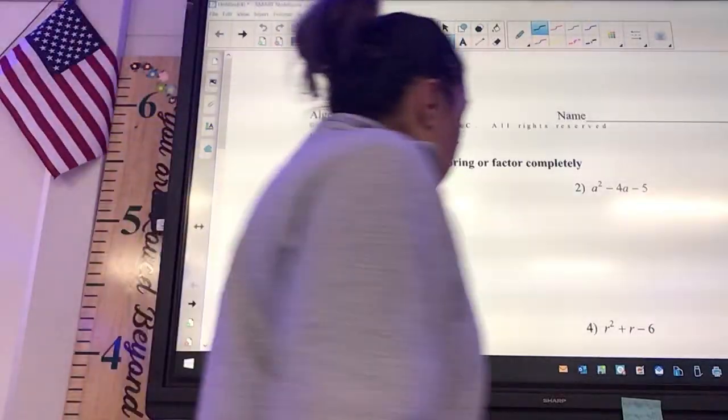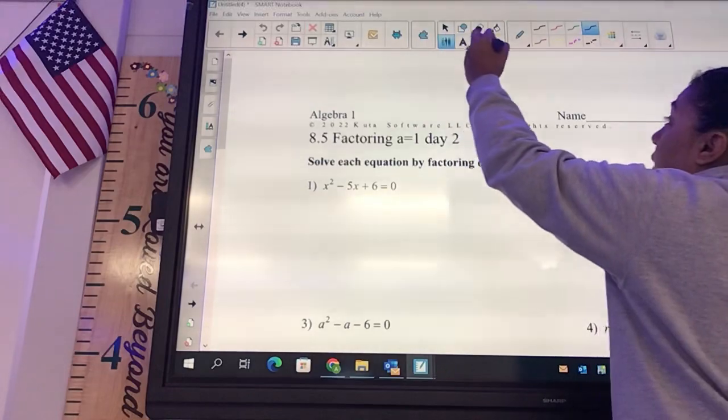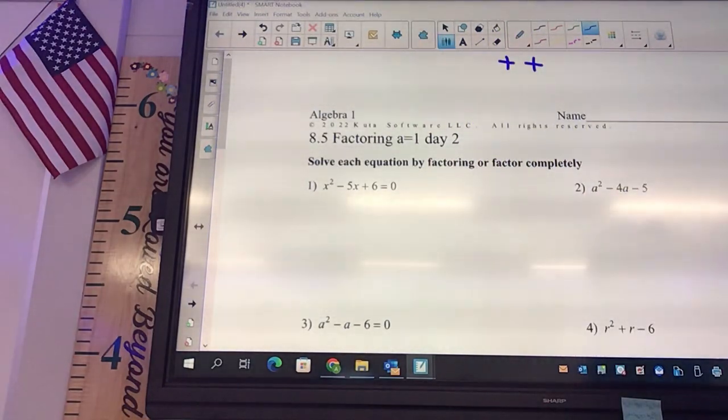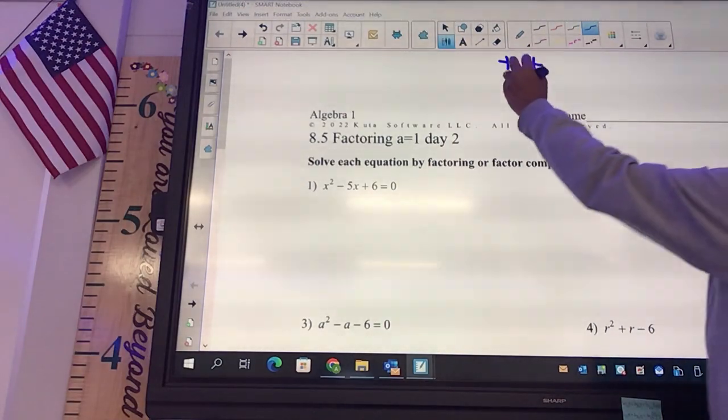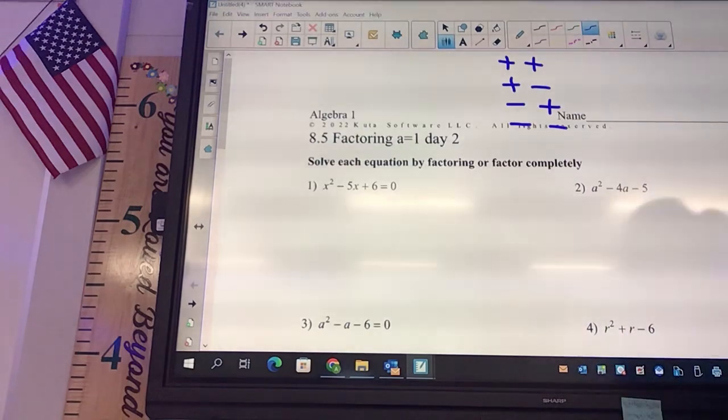At number one, real quick, if you don't know them already, you need to write this little chart down on your paper. Okay, so we got plus plus. What's another option? Plus minus, minus plus, minus minus. Okay, those are your 4 sign options.